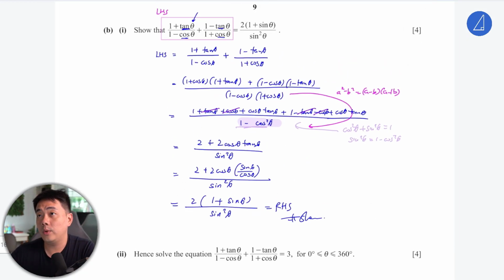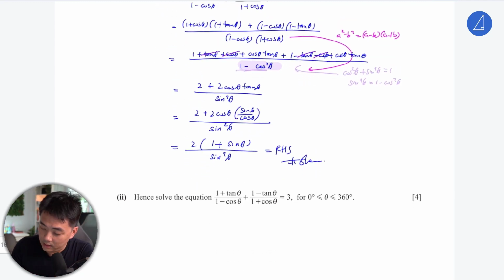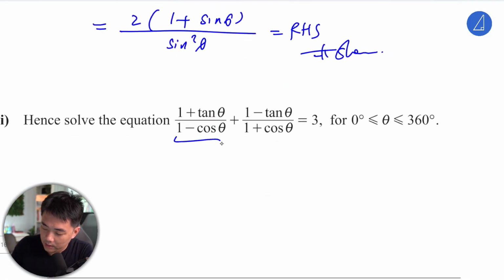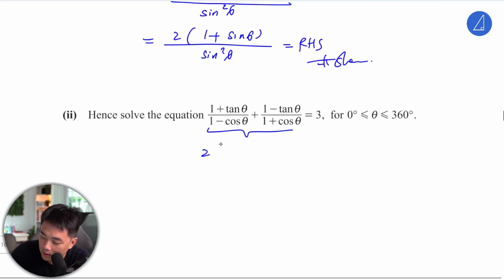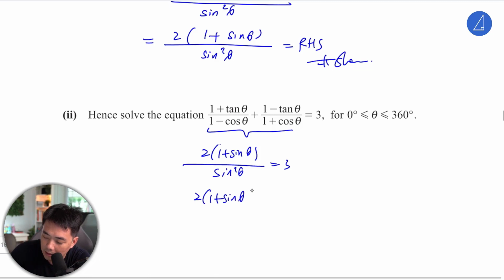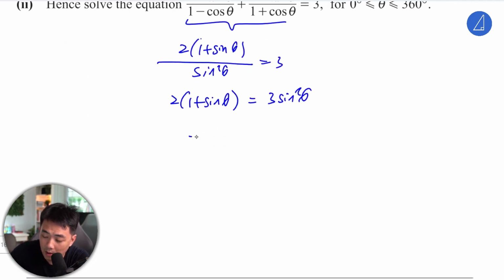Hence, we are required to solve this equation here. I think this is pretty okay. This one is the expression. It's a very standard question that I like to ask. You just need to replace this in because that is what was given. So put this as 2 times 1 plus sine theta over sine square theta is equal to 3. Cross multiply it up to 1 plus sine theta is equal to 3 sine square theta. This is a quadratic equation here. So I will have 2 plus 2 sine theta equals 3 sine square theta.